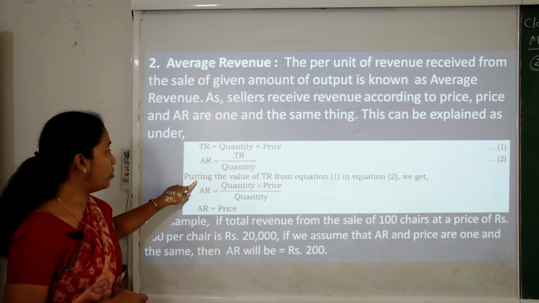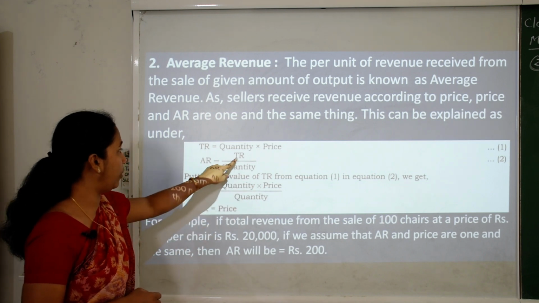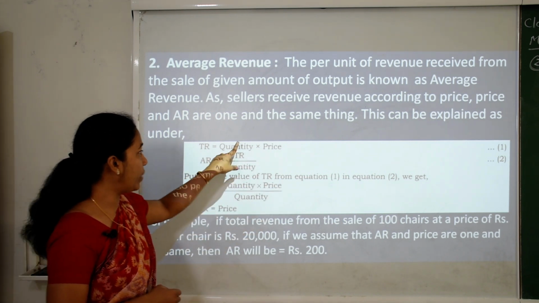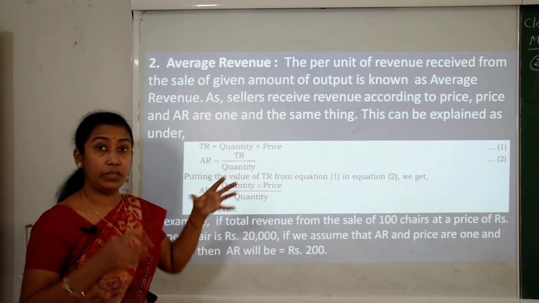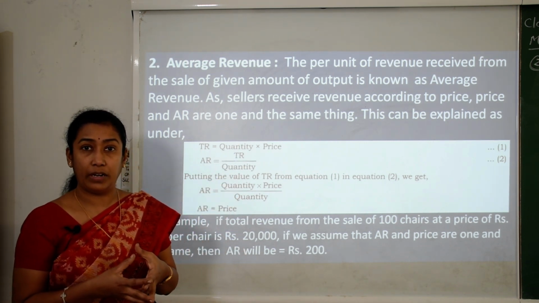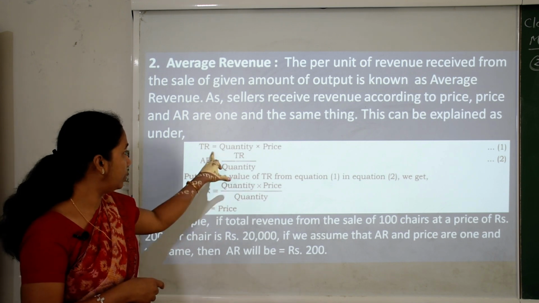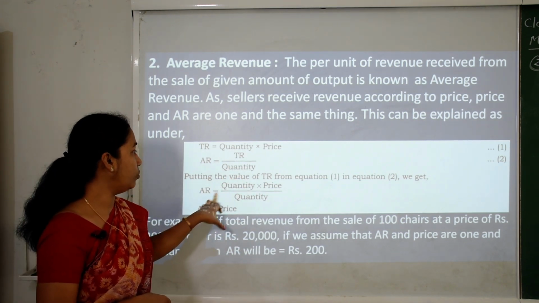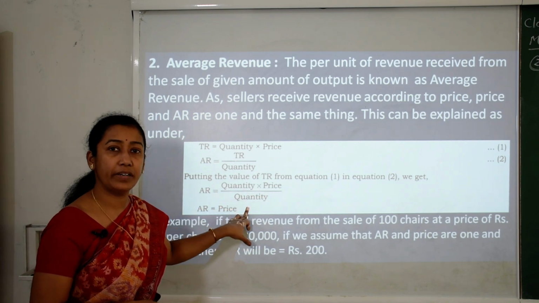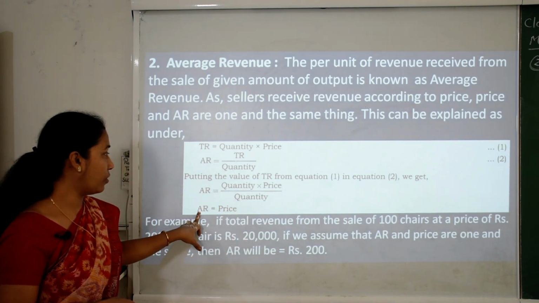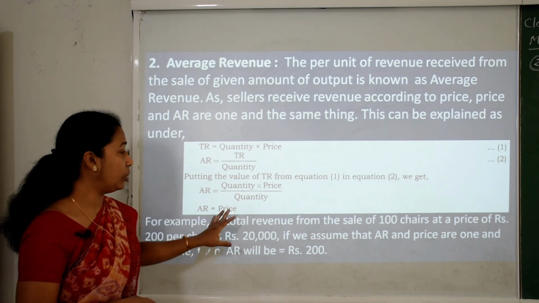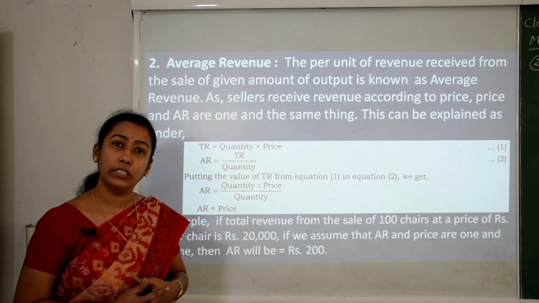So, if we try to put the value of total revenue from equation 1 into equation 2, that means if we merge this value of total revenue from equation 1 into equation 2, what we will get is average revenue is equal to quantity into price divided by quantity. And this formula is actually price.